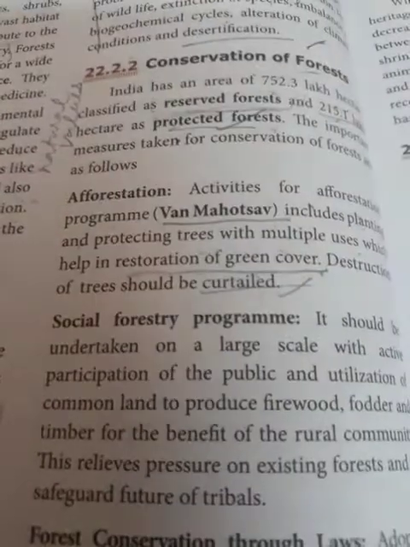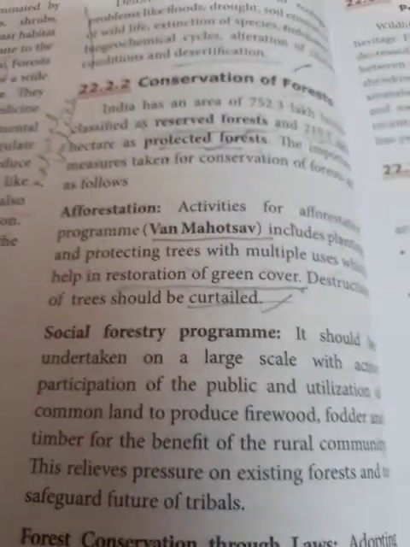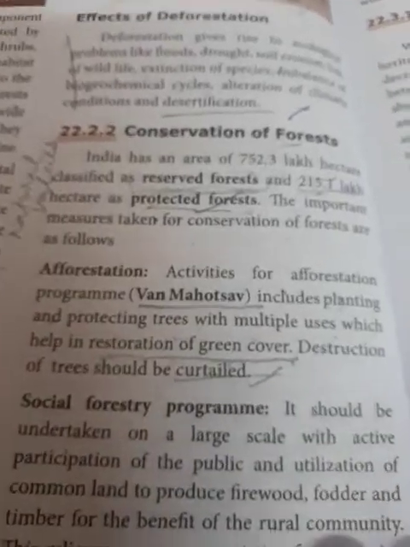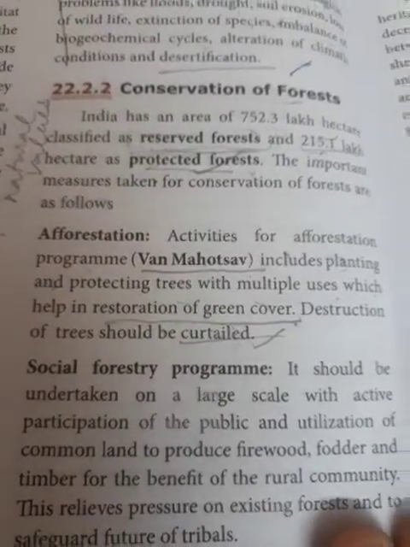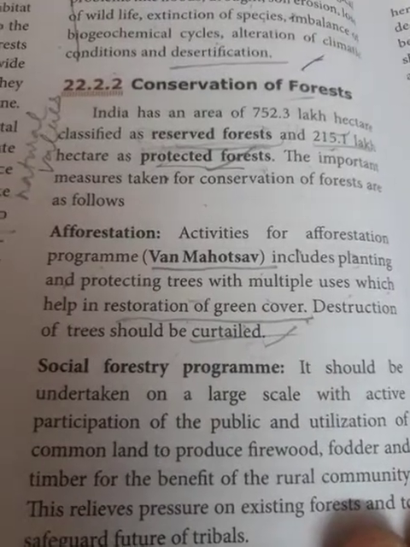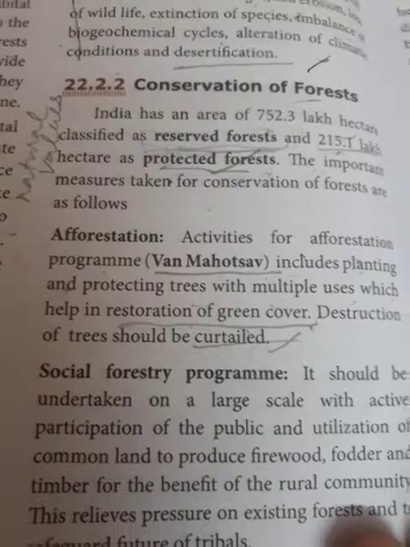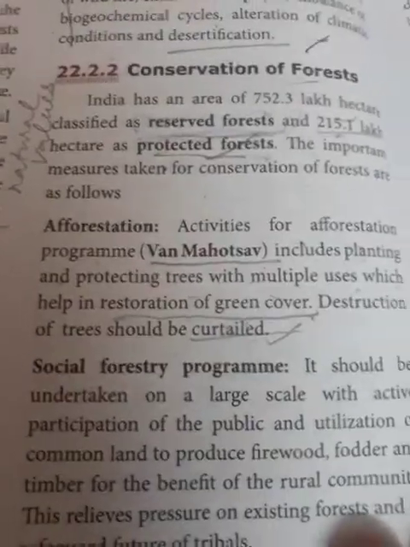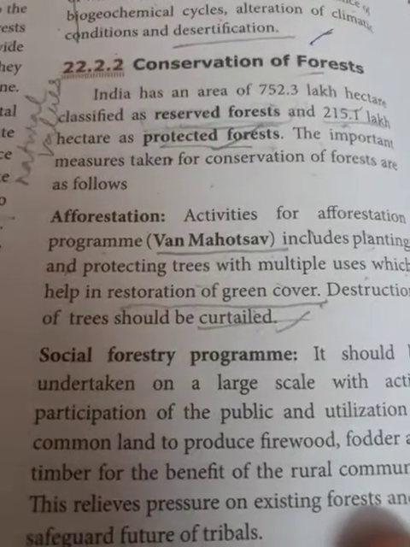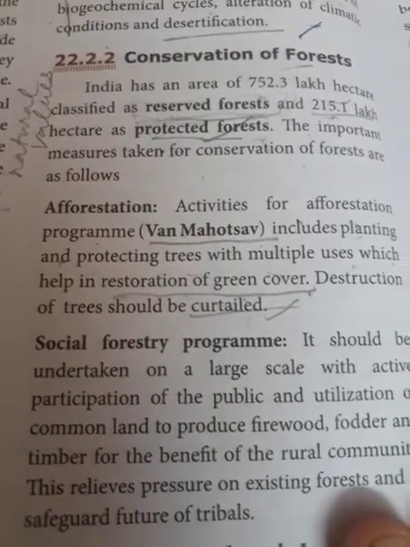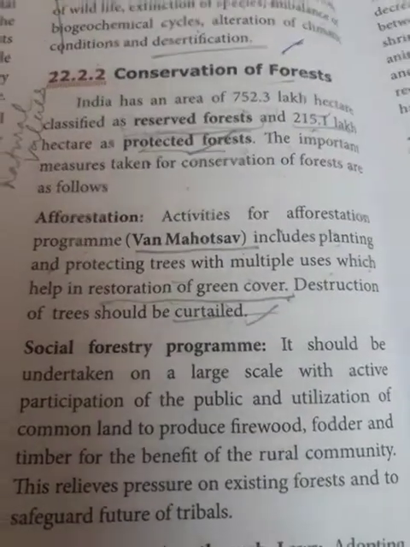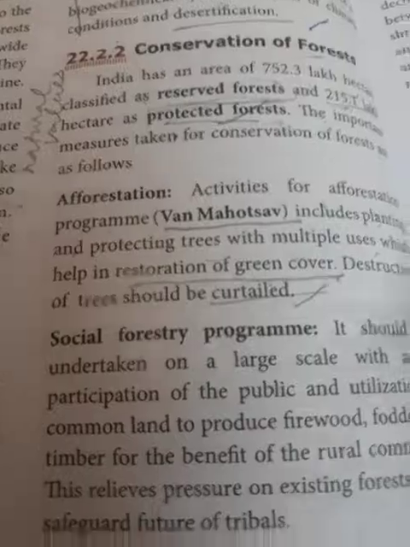Now social forestry program. It should be undertaken on a large scale with active participation of the public and utilization of common land to produce firewood, fodder and timber for the benefit of rural community. So local people should have the interest to protect the trees for their benefits, because rural people depend directly or indirectly on the forest, which is a source of income for them also. This relieves pressure on existing forests and safeguards the future of tribals, because tribal people depend mostly on the forest as a source of income.